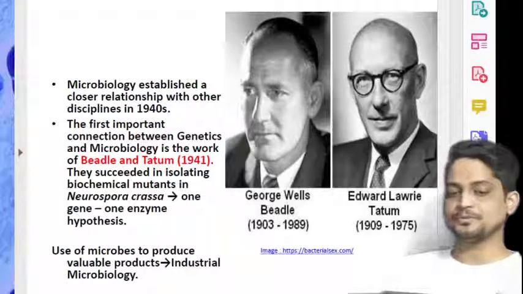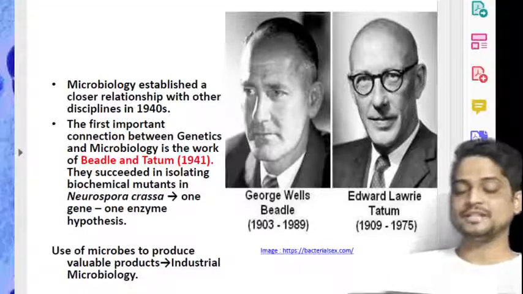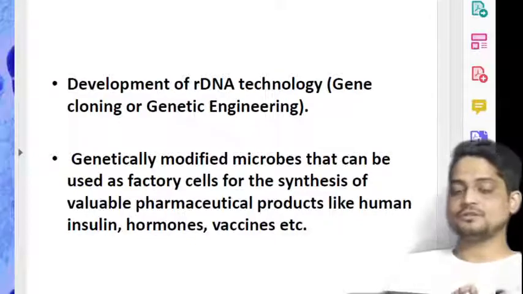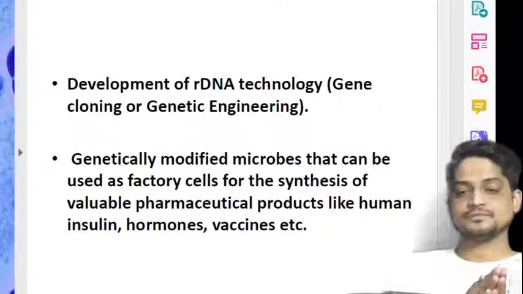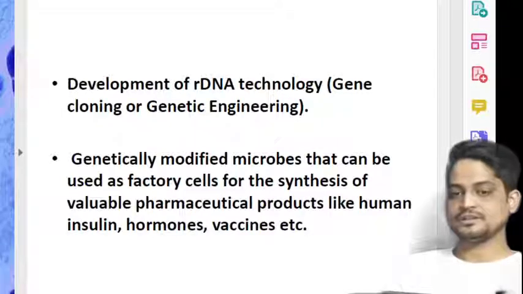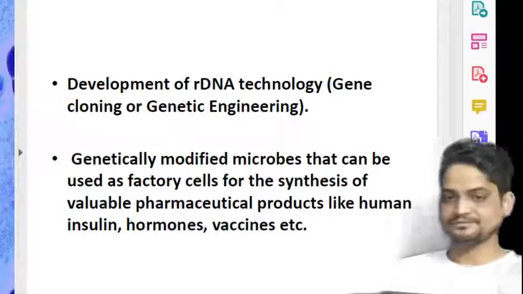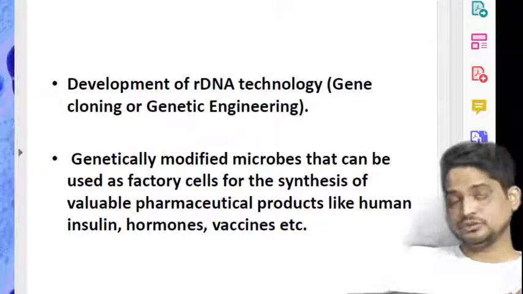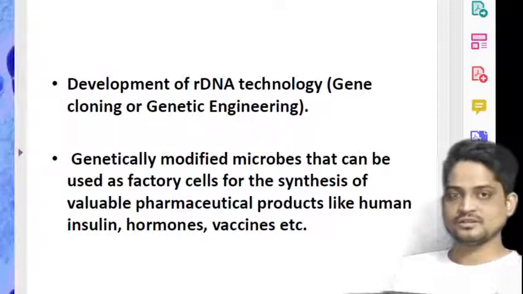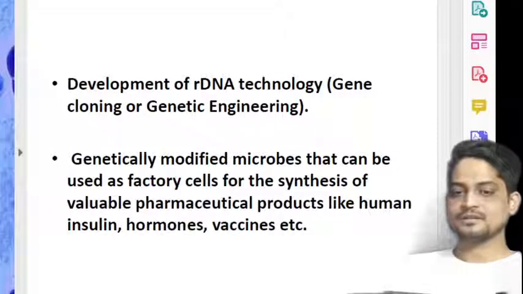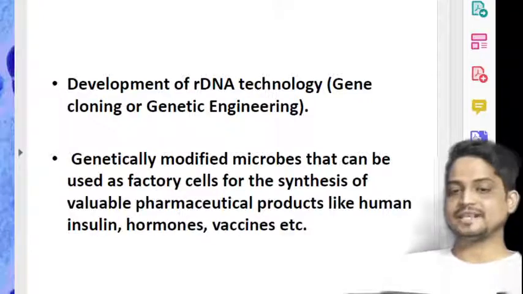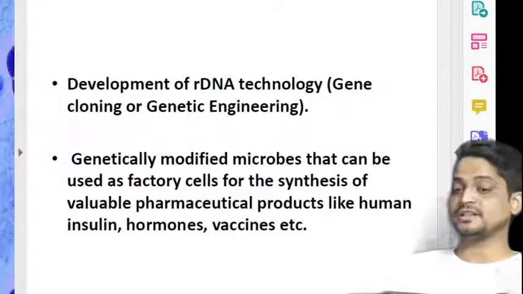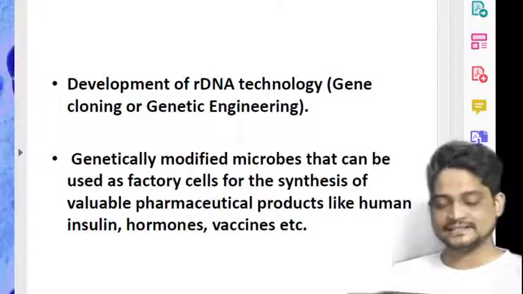So use of microbes to produce valuable products and then use in industrial microbiology was the aim. So development of rDNA technology or recombinant DNA technology, gene cloning or genetic engineering, genetically modified microbes, those various mutations which were stabilized by them. So genetically modified microbes can be used as factory cells for the synthesis of valuable pharmaceutical products like human insulin, hormones, vaccines, etc.